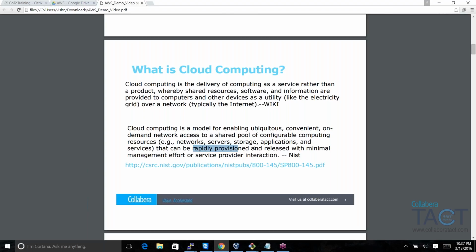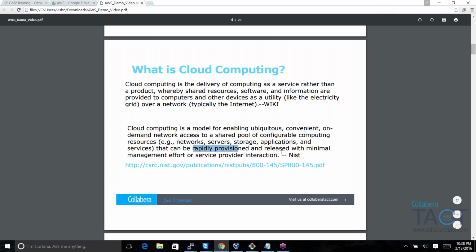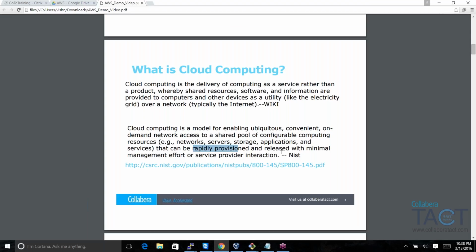Tonight I need 100 Linux servers, I should be able to get them. Tonight I need 5 TB of storage space, I should be able to get it. Tonight I need 5 different databases created, I should be able to do it. Anything that you want, you should be able to do on the fly, rapidly provisioned and released. So what does that mean? I've finished using these 100 Linux servers. In the next hour, I don't need them, so I should be able to delete those servers with minimal management effort or service provider interaction.